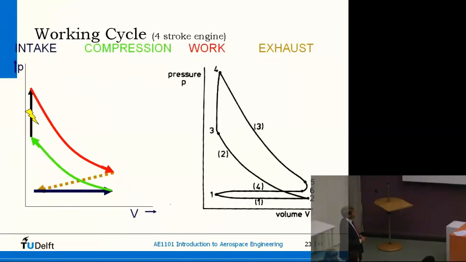So this is basically the same principle over and over again. You see this, this is because we do not use the same air over and over again, so we get it from the atmosphere originally. But this area is basically the amount of work that we get.